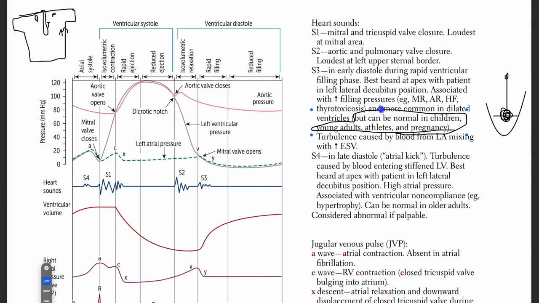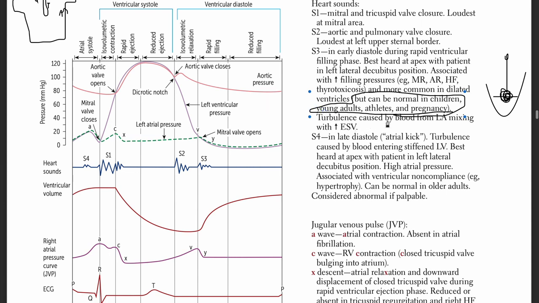It's normal in children, young adults, athletes, and pregnancy. So if they tell you that you hear a third heart sound in a pregnant woman, what does that mean? They'll give you all these disorders, and then the last one will be like, it's a normal finding, right? And then you're gonna do your deduction for all 3 or 4 of them, and you're gonna second guess yourself and pick a wrong one. Don't do that. It's normal in pregnancy, athletes, young adults, and children.